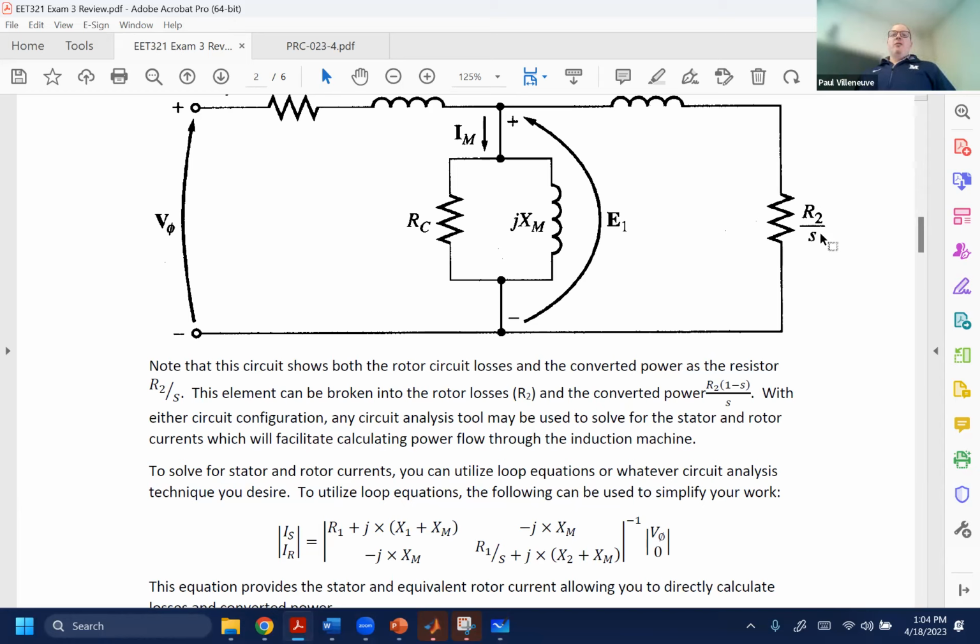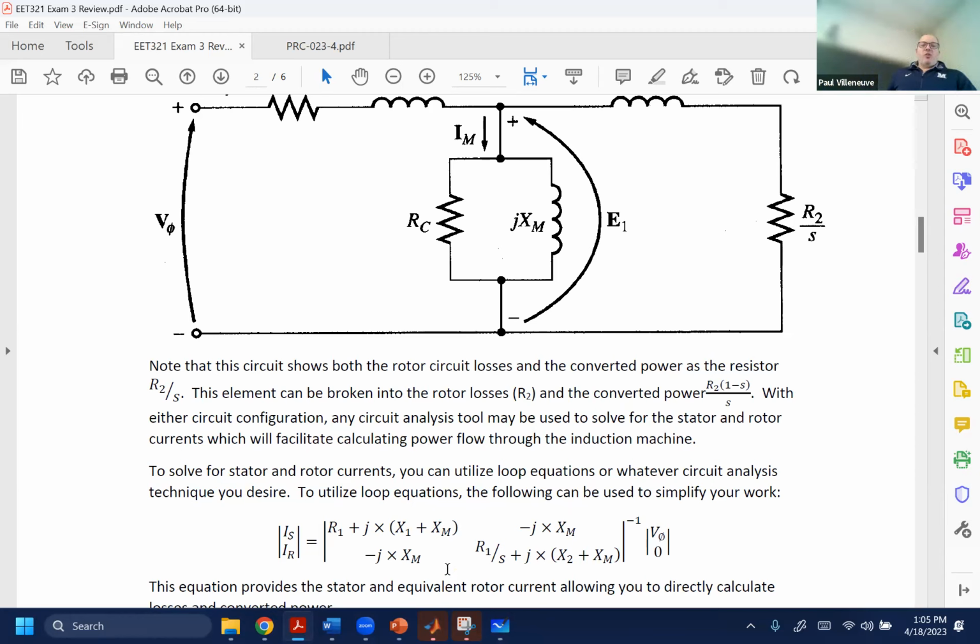The R2, again, is just the energy that is being lost in the form of heat in the rotor circuit, because you have current flow. Anytime we have current and we have resistance, we're going to get some heat. R2 times (1 minus S) over S is the power that is converted to mechanical power. Once we are in the rotor circuit and get past our rotor resistance, all our power is going to be converted to mechanical power.